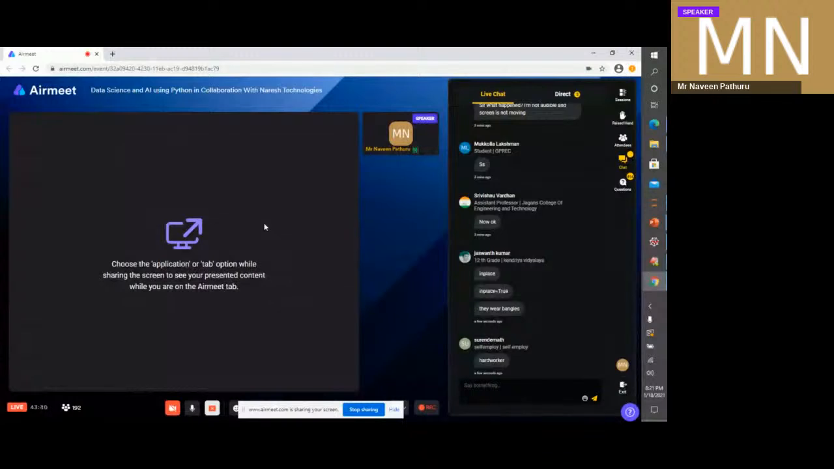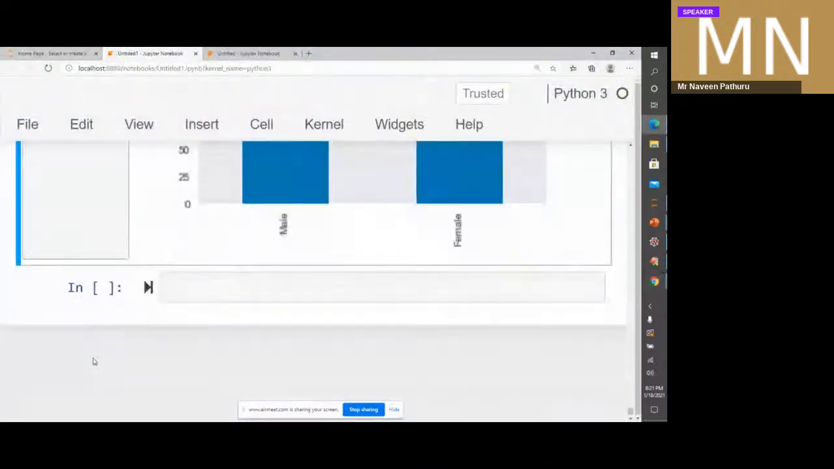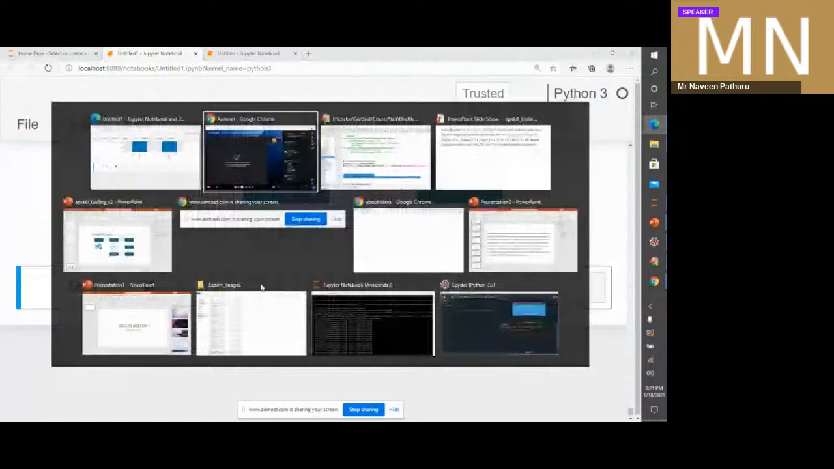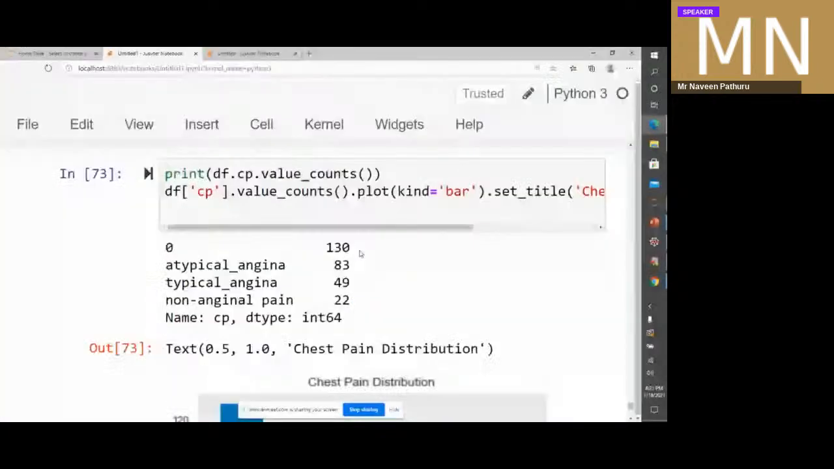I think if you recall from our previous discussions. And let's see what else we have, guys. Okay, so what are we doing? We're trying to visualize each one. Chest pain. Let's see what we have. Chest pain, guys. Chest pain distribution. Majority of them have a 0.